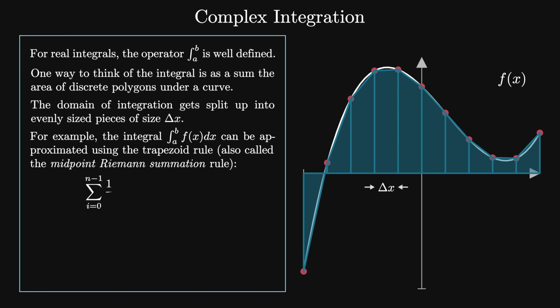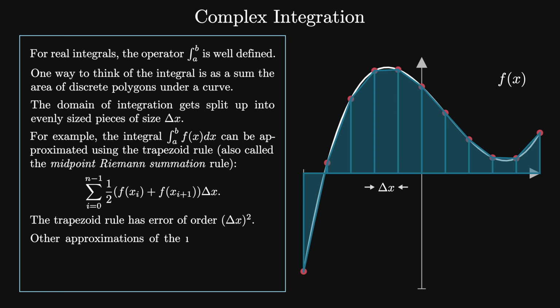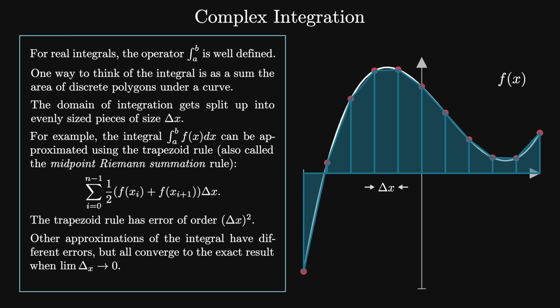The sum from i equals 0 to n minus 1 of 1/2 times f of x_i plus f of x_(i+1), times delta x. The trapezoid rule has error of order delta x squared. Other approximations of the integral have different errors, but all must converge to the exact result in the limit that delta x goes to 0.